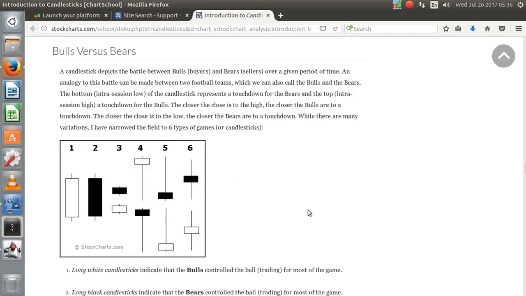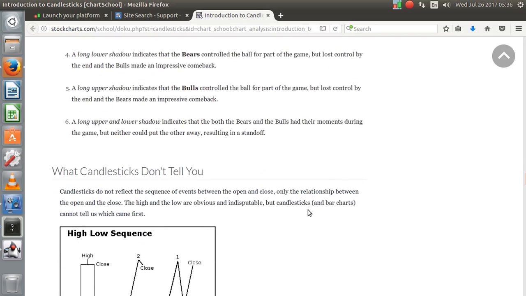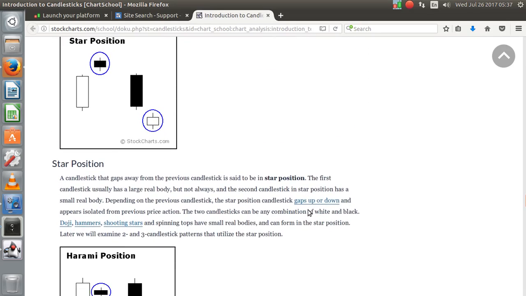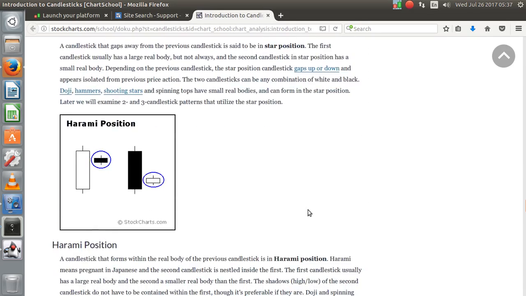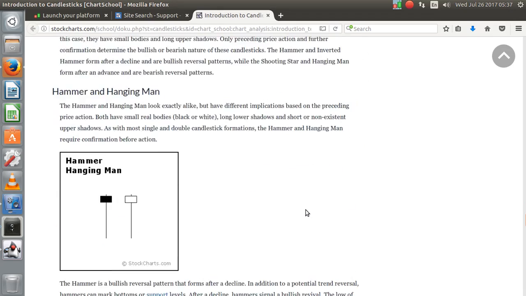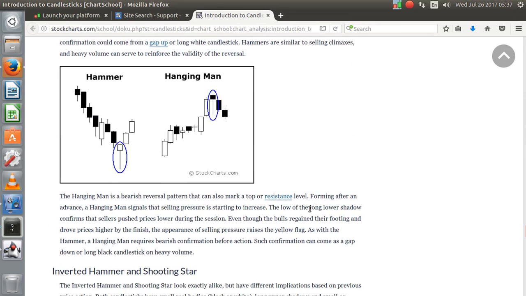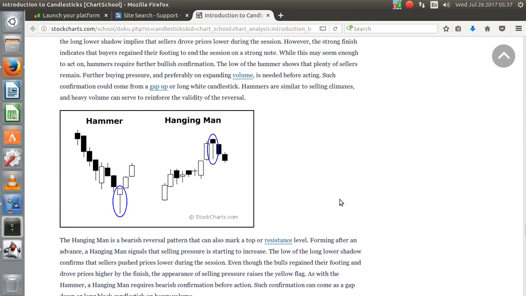So now you could learn more about candlesticks and how they're constructed and why they do what they do. Take into consideration human emotion. Now, of course, when you look at a candlestick formation, you always look at the context of the candlestick. You always look at what has happened prior to the candlestick forming. Okay, so here you have a hammer and a hanging man.